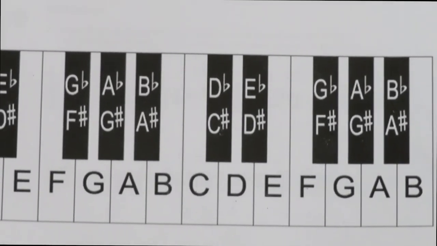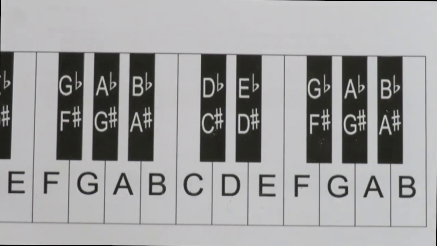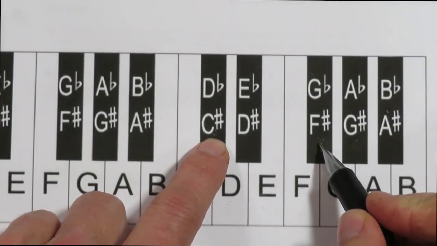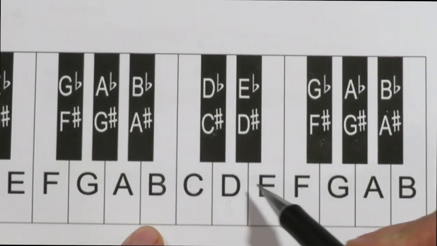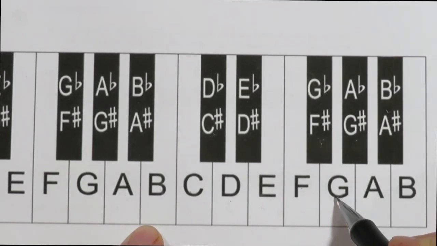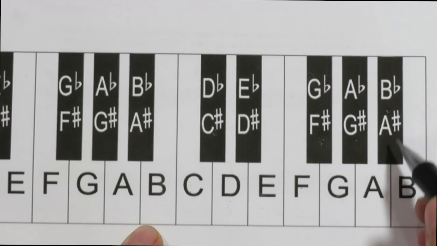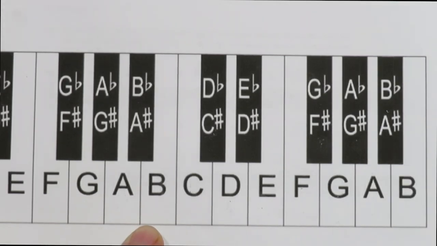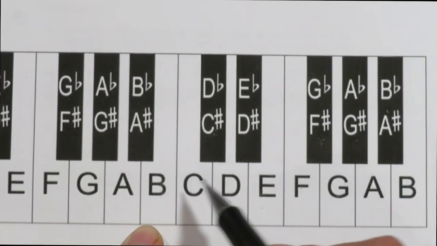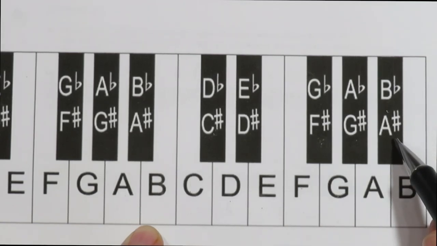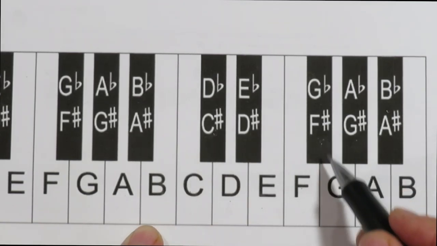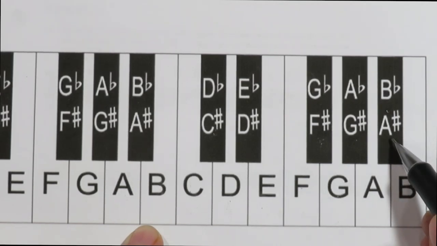So, here we go. Remember, 2 sharps, F sharp and C sharp. We got B, C sharp, D, E, F sharp, G, and then A and B. So what happens if we raise the leading tone to the A sharp? That's part of the harmonic minor scale, right? So that is also the seventh scale degree. 1, 2, 3, 4, 5, 6, 7. There's the leading tone.